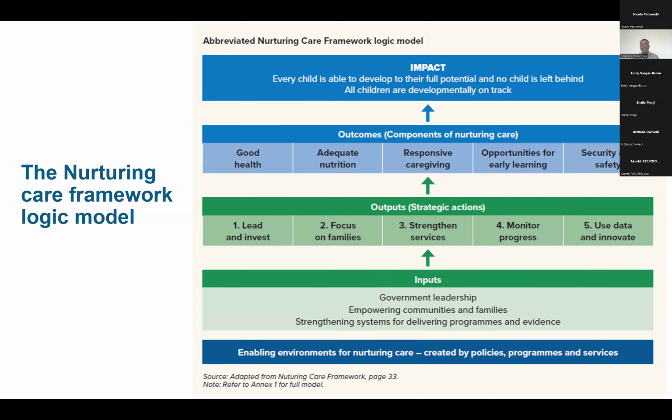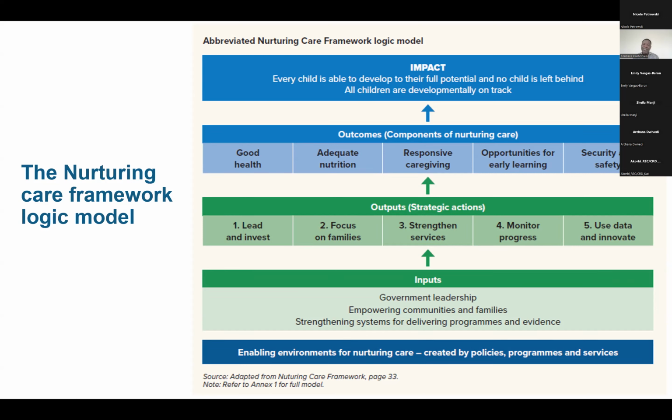Going up there, we see the 5 strategic actions for the national care framework: read and invest, focus on families, strengthen services, monitor progress and use data, and also innovate. Then once we do that, we move up to the outcome level with the components of nurturing care, the good health, and the 5 that I mentioned. But once the children get that, the 5 components of nurturing care, then we move to the desired impact. So every child is able to develop to their full potential, and no child is left behind.